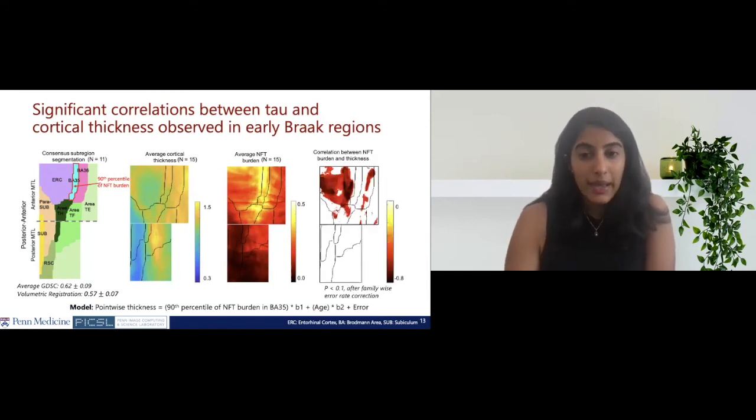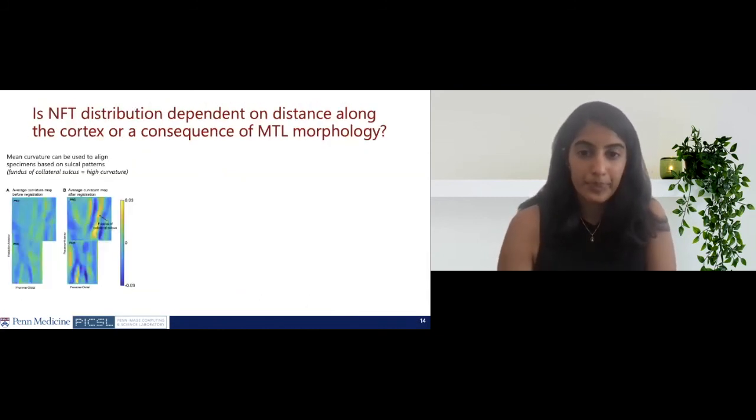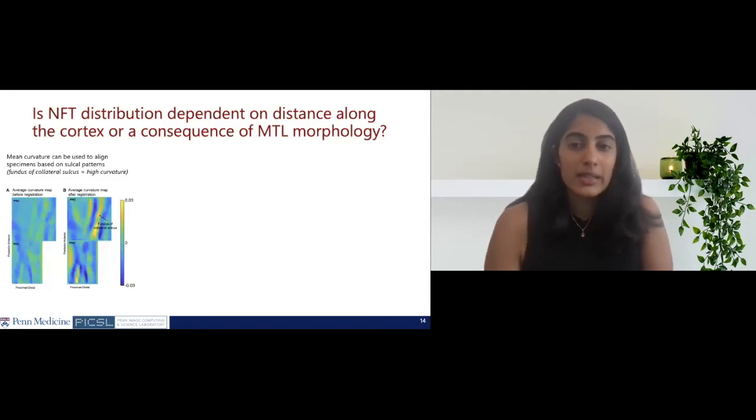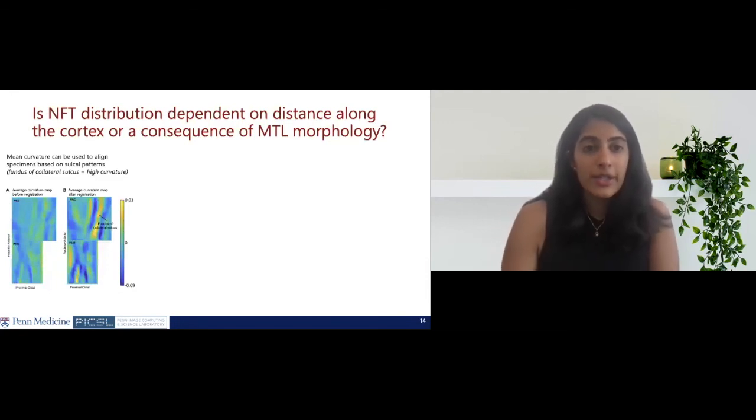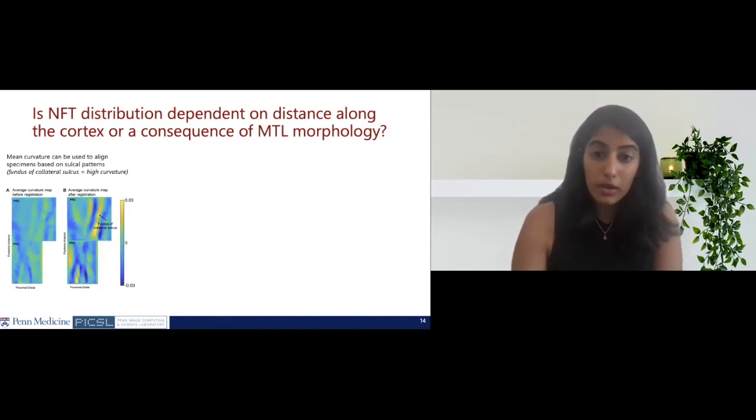In this flattened space, I then looked at the pointwise correlation between thickness and NFT burden, and we observed significant correlations in the entorhinal cortex, consistent with the early Braak regions, and also parts of BA36. In an exploratory analysis, we were interested in looking at whether NFT distribution is dependent on distance along the cortex or a consequence of MTL morphology.